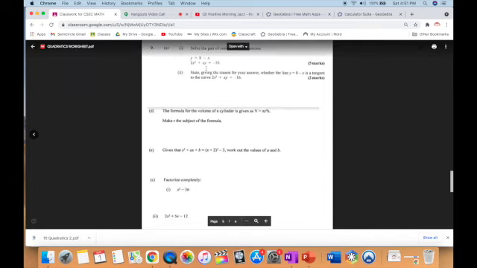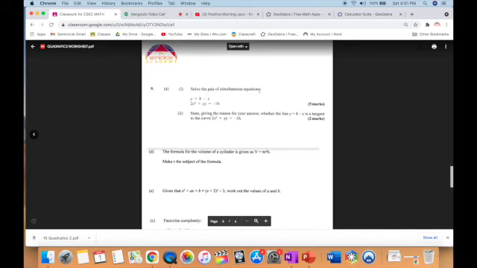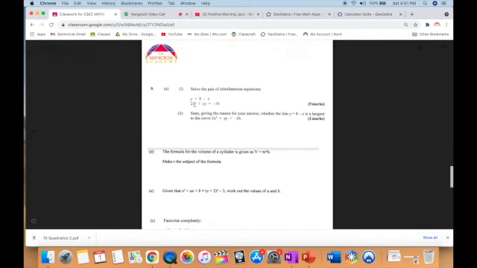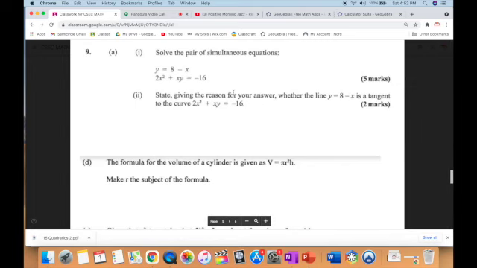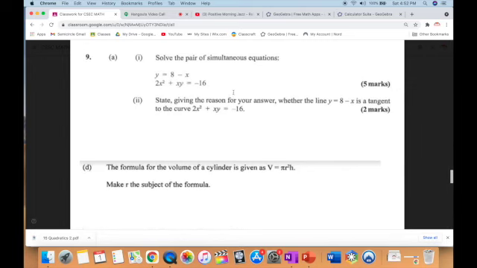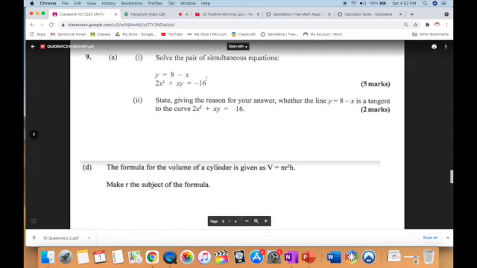This number 9 here, take a look at this. Solve the pair of simultaneous equations. And we have a simultaneous equation with quadratics. Now, when we did simultaneous equations before, simultaneous equations have some different methods in it, right? And we basically bypassed some of the methods and we went straight to the method of substitution. We really focused on the method of substitution. And this is why you're going to have to use your method of substitution to work this out.